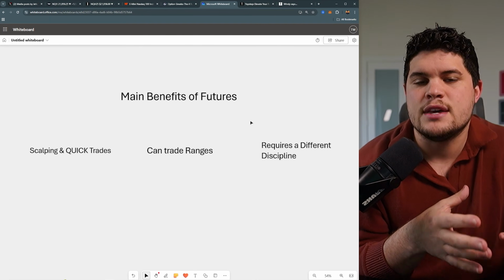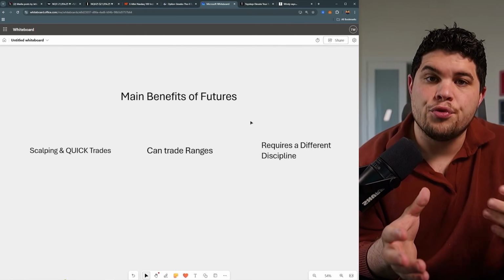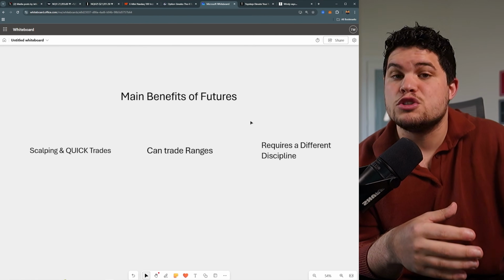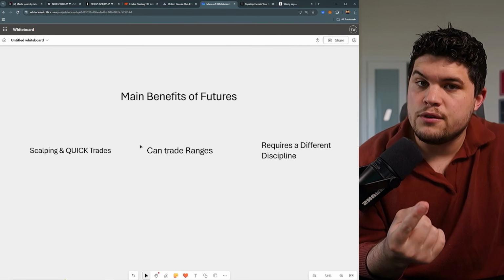And what do I mean by having that capability? You don't have the self-control to hold through downside or hold through upside to your specific target, whatever it may be, to have that risk reward. Futures may be for you.